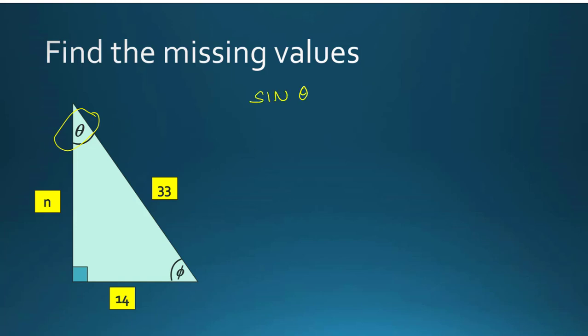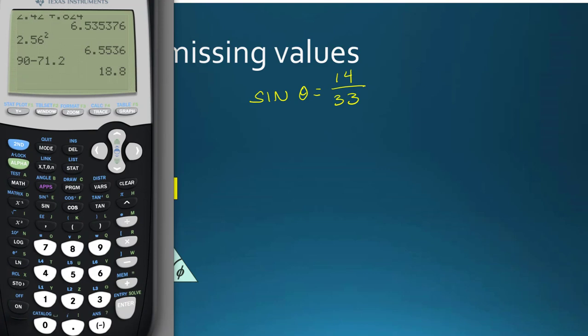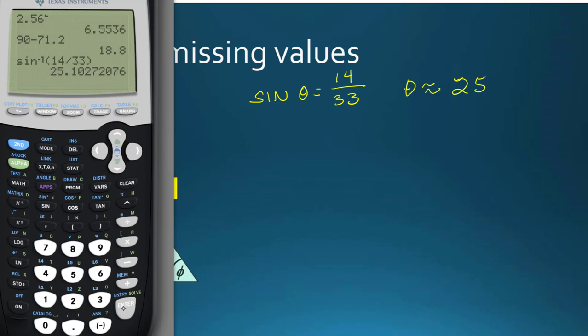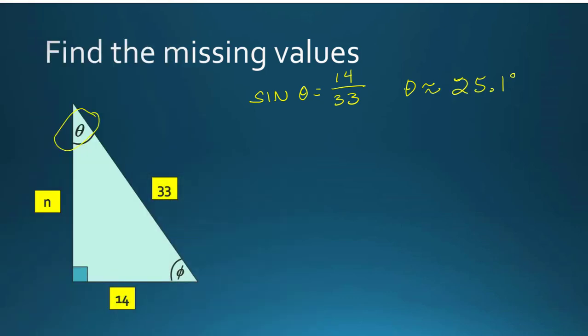Sine of theta is equal to opposite over hypotenuse. And you notice how I've kind of stopped writing this out, because I feel like I'm getting better at this. And that's okay, that's the point. Opposite over hypotenuse, so the inverse sine of 14 over 33 should give me the answer I'm looking for, 25.1. So theta equals about 25.1 degrees.